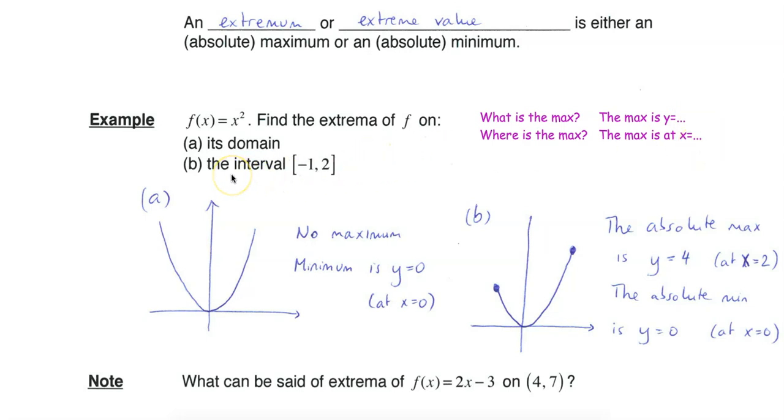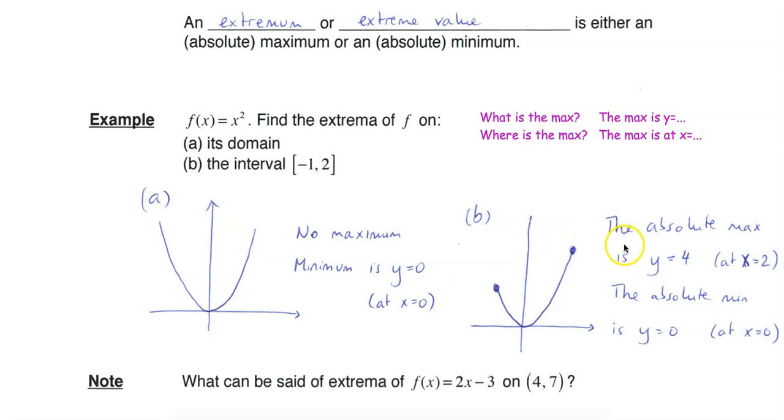Question B, find the extrema. So again, find the max and the min on the interval from -1 to 2. This is a closed interval because it's like square brackets. So it means we have a graph like this. Now the minimum, or absolute minimum, is still going to be y equals 0. The maximum, however, now exists. Because we've limited the domain, we have the maximum of the function here, it's y equals 4.